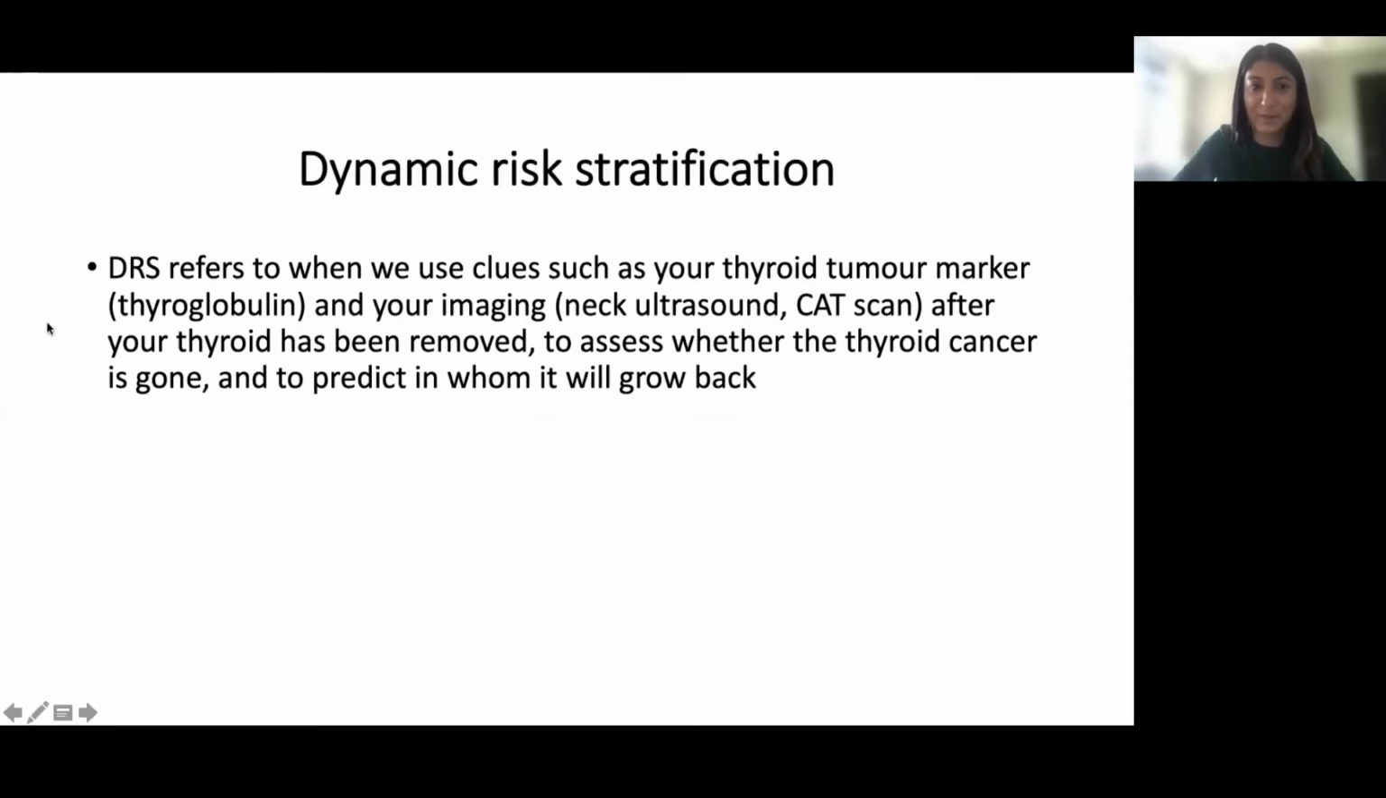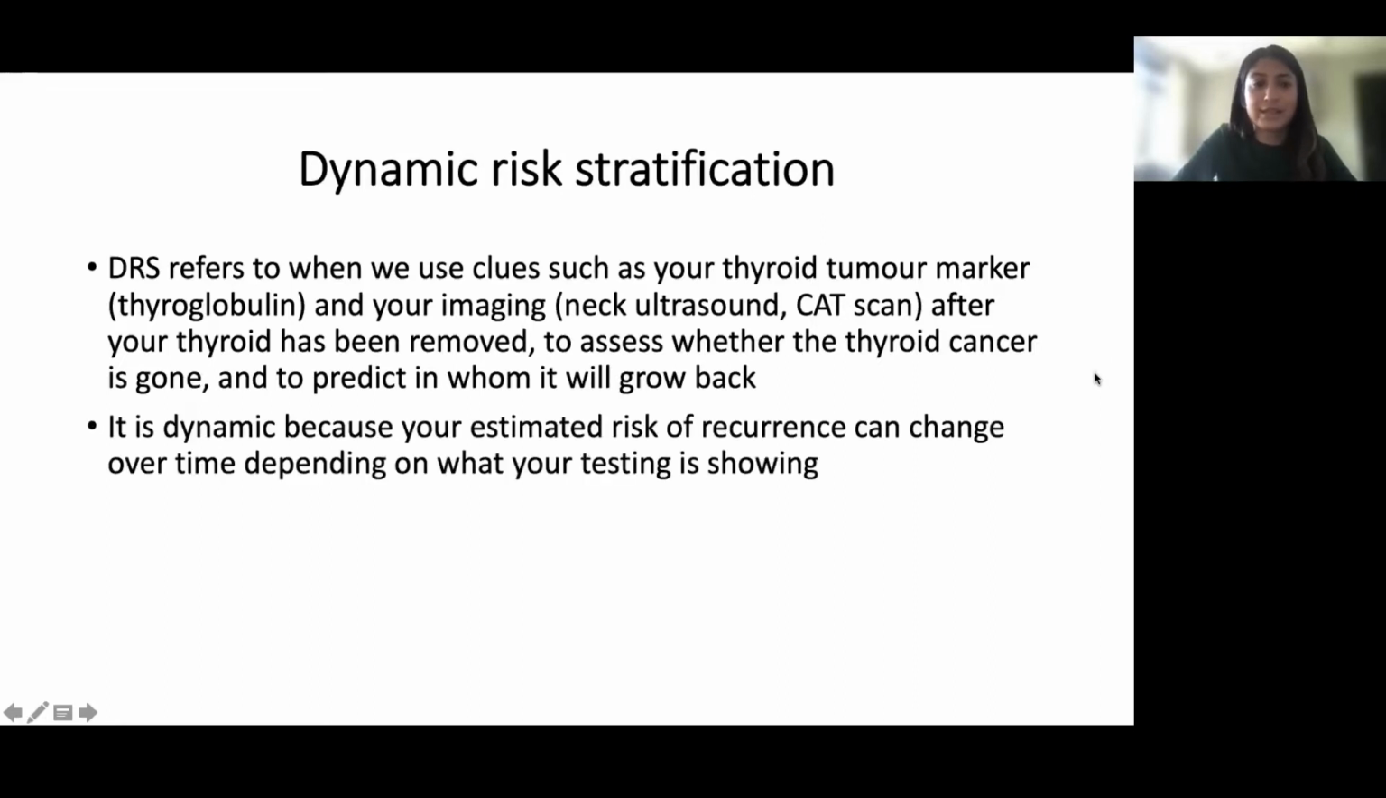This is a term that we use a lot now in thyroid cancer, and dynamic risk stratification means we use clues after the surgery, such as your thyroid tumor marker, that's called thyroglobulin, or your imaging, which is usually a neck ultrasound, but sometimes CAT scans, sometimes MRIs are used. And so we put those things together after your thyroid's been removed to assess whether the thyroid cancer is gone and to predict in whom it will grow back. And so it's dynamic because your estimated risk of a recurrence can change over time.